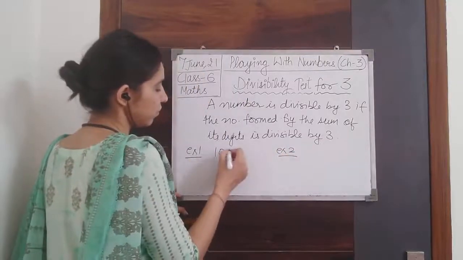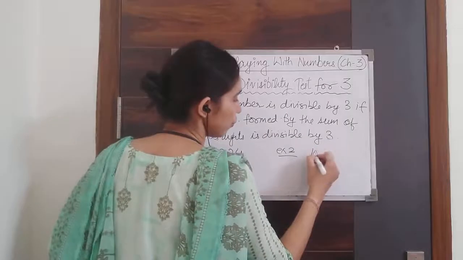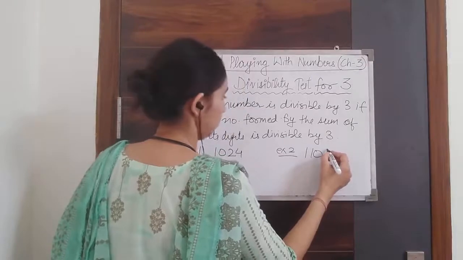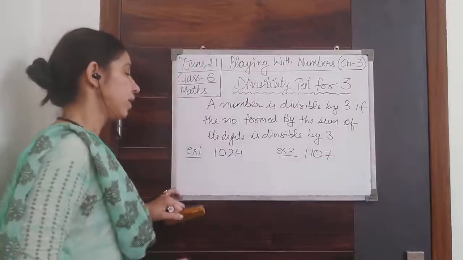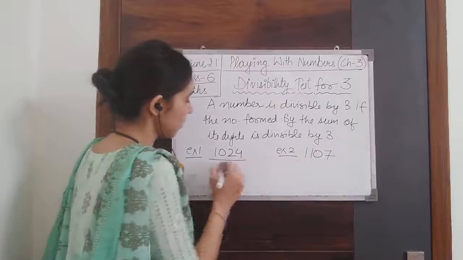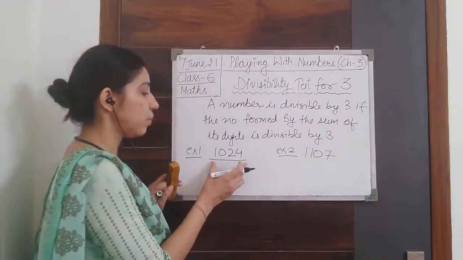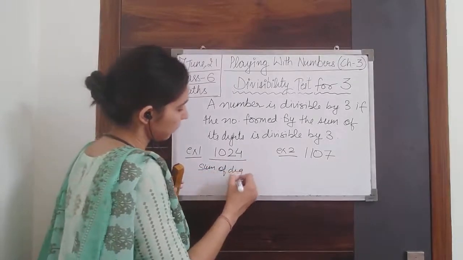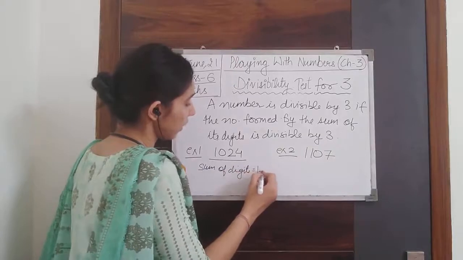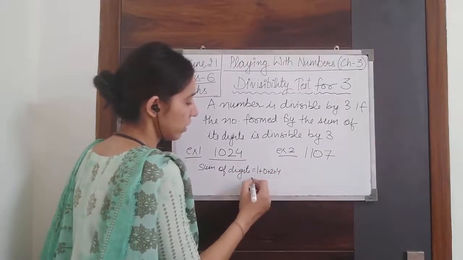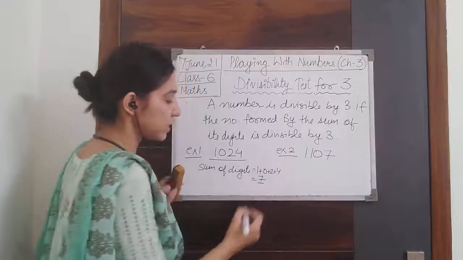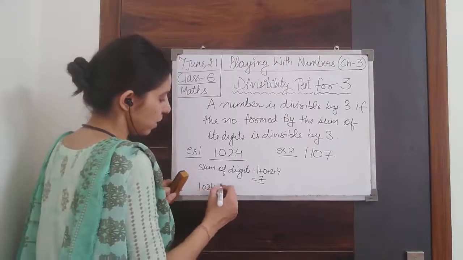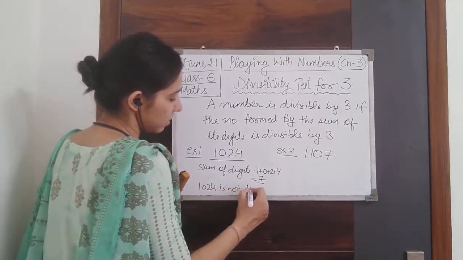Take 2 examples. One is 1024 and second is 1107. Take the first number. We have to form a number by the sum of its digits. The sum of digits is 1 plus 0 plus 2 plus 4. It will be 7. Is 7 divisible by 3? No. It means 1024 is not divisible by 3.